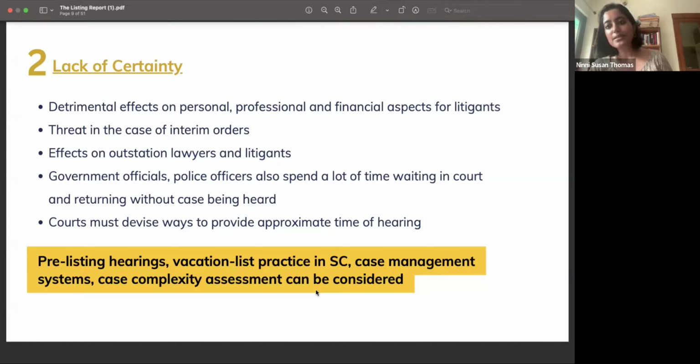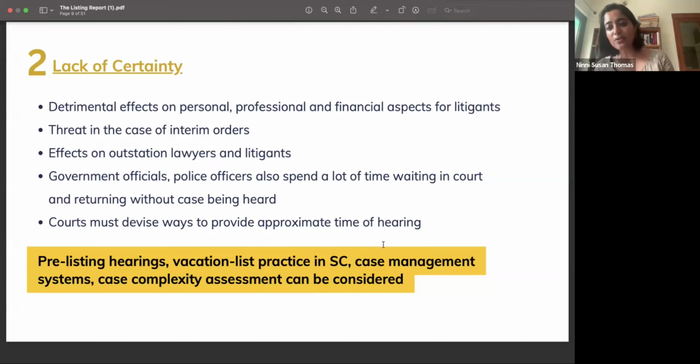Then there's also a practice in the Supreme Court that could maybe be emulated, which is that before the vacation starts, the court releases a possible list of cases that they want to dispose of or want to hear. That's decided by the judges and the registry. It might be picked up from older cases that they want to dispose of, or cases of importance that they want to deal with.